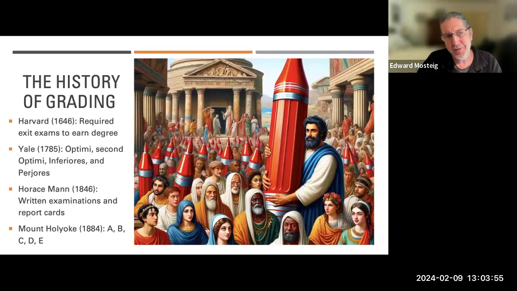Then in 1884, Mount Holyoke became the first college, as far as we know, to come up with a grading system where each individual class had different letter grades. In each class, you would earn an A, a B, a C, a D, or an E. So I want to open up the chat window. Does anybody have a guess? Maybe you could shout it out or type in a guess: why don't we have A, B, C, D, and E anymore?